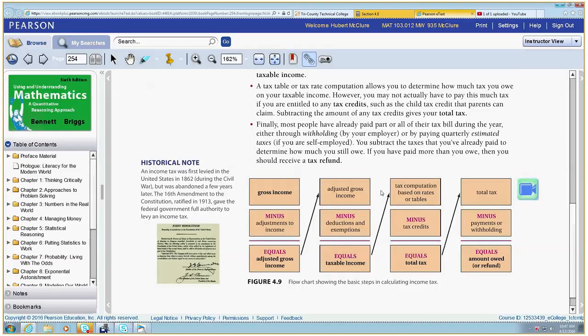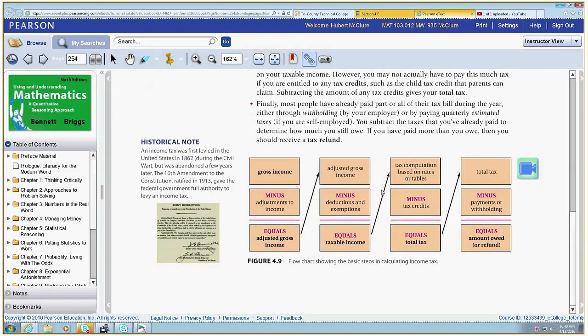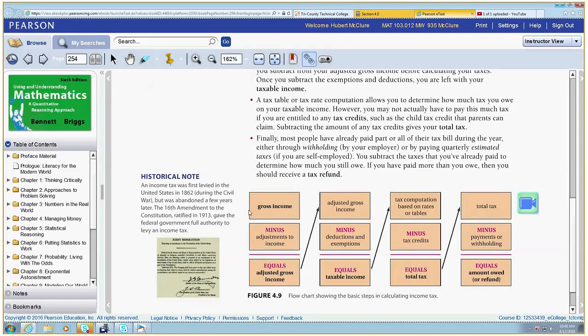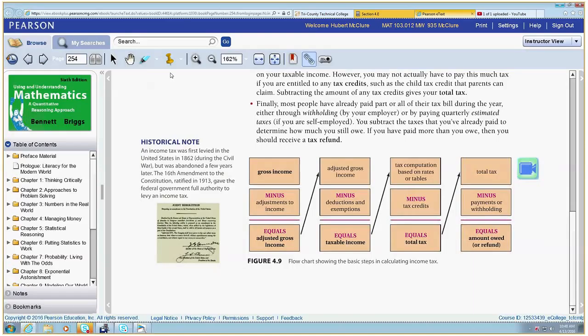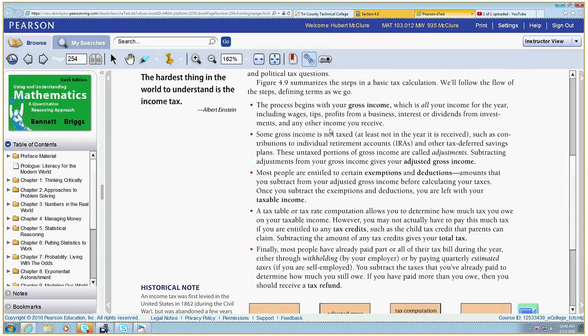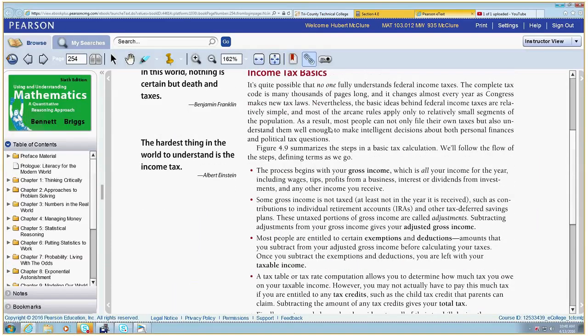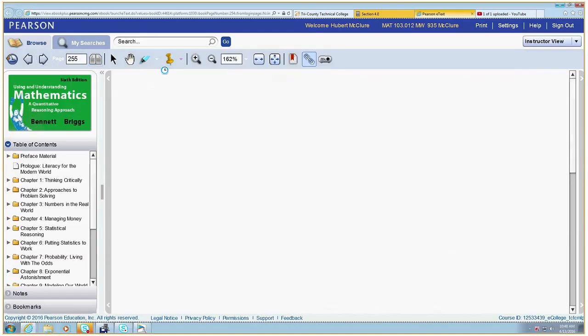But anyway, this is how it works. Your gross income, minus the deductions, then you get your adjusted income. I'm not going to go by this because I don't like it, okay? So we're going to move on to the next page. But read what's at the top right here. Read this, all right? Let me go to the next page.